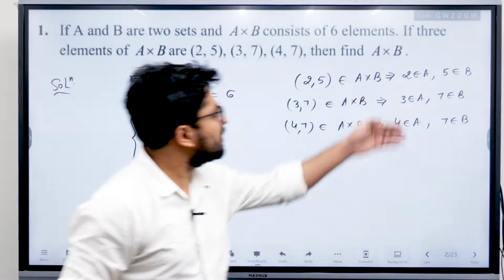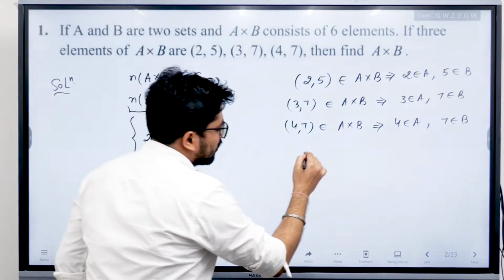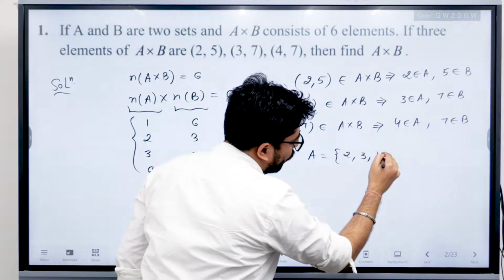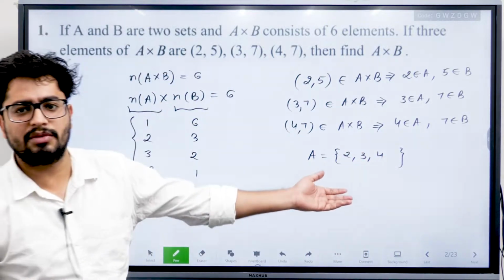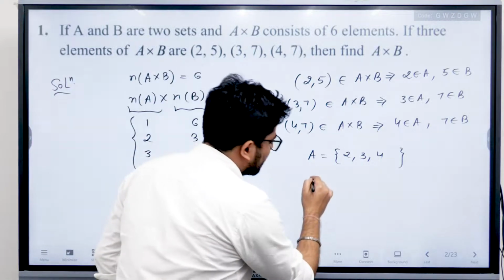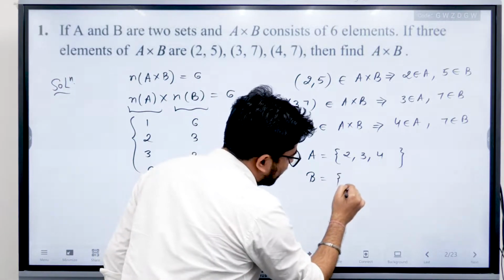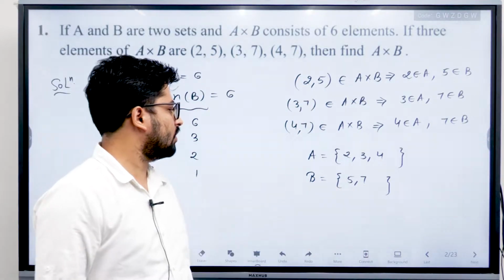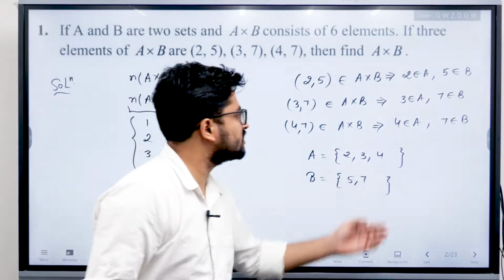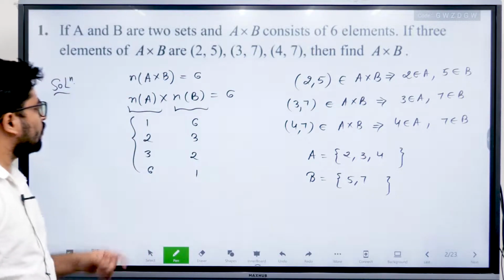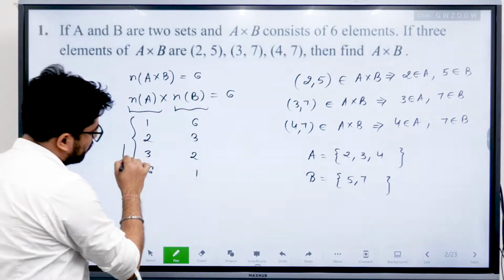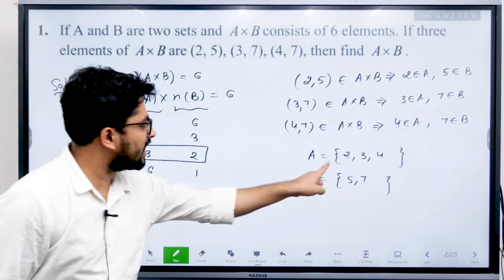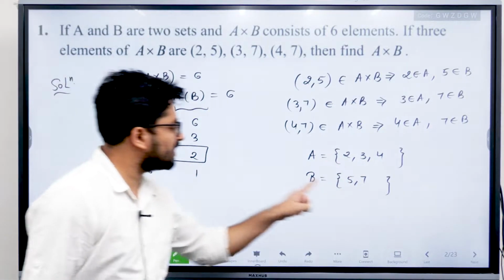So from here we can conclude that A contains 2, 3 and 4. Maybe other elements, I don't know till now. And set B contains 5 and 7 till now. Maybe B contains other elements too. But now we have one piece of information, that the number of elements in A cross B is 6. So we have this case: A contains 3 elements and B contains 2 elements.